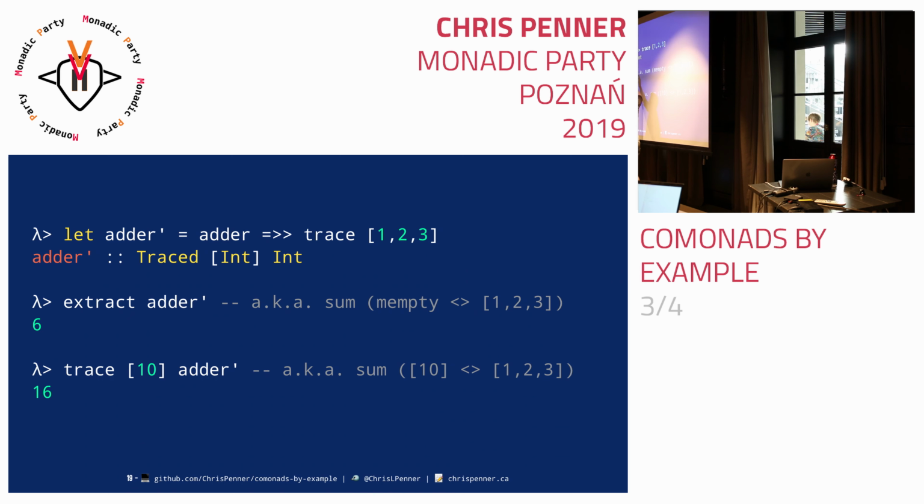And so we can see that if we trace this, we get this new thing, which looks like this. When we run it, we pass in mempty, it implicitly adds the thing that we baked in, and then it runs the function and we get 6.